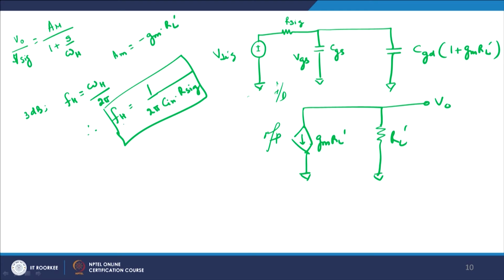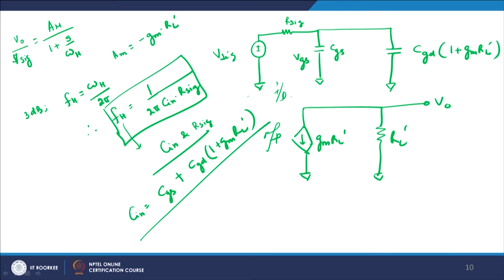The corner frequency, which is a 3 dB corner frequency, is primarily determined by the input capacitance and the R sig. What is the input capacitance? It is nothing but CGS, gate to source, plus CGD times 1 plus GM times RL prime. Why? Because these are in parallel with each other, and therefore they add directly.